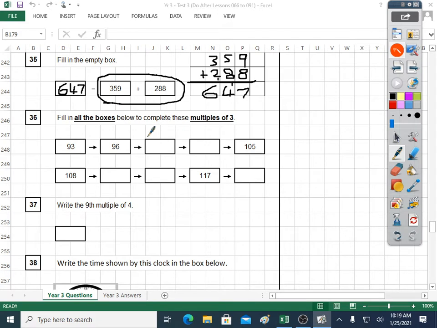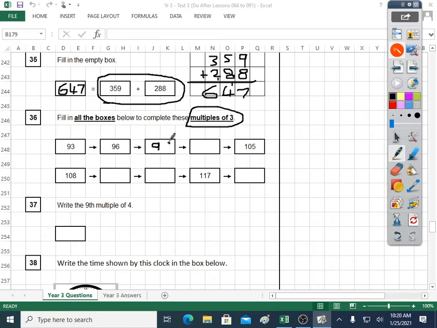Question 36. Fill in all the boxes below to complete these multiples of 3. Multiples of 3 is the 3 times table. But as you can see, this is starting a long way past the end of the 3 times table. You have to plus 3 every time.